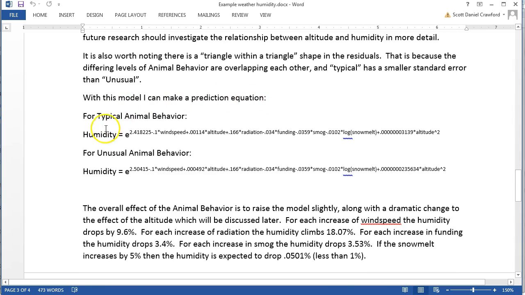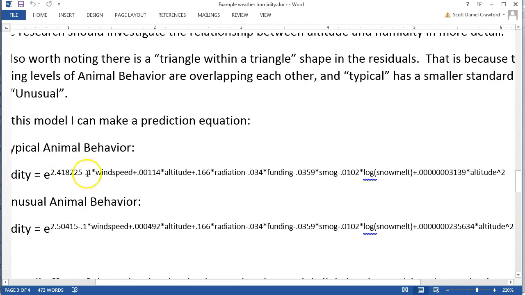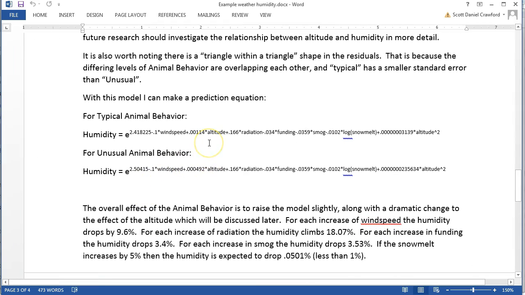So here's my prediction equation. It's hard to see because it's e to a power. Look, there, we'll zoom in. So there's my whole prediction equation. And for animal behavior, I had to change the intercept. I also had to change the slope on altitude, and I had to change the slope on altitude squared. But there's the prediction equations. I think a client would like seeing that.